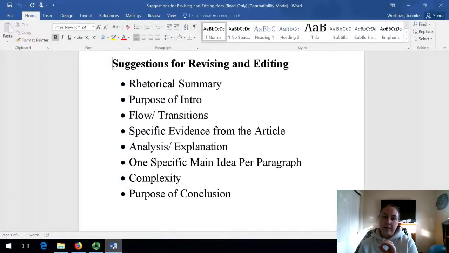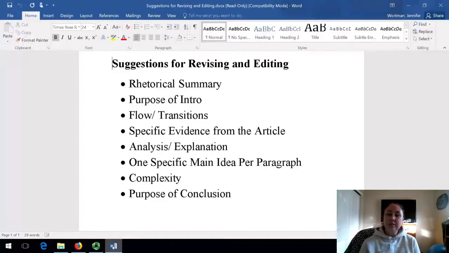What I was seeing in a lot of the rough drafts, and by the way, these are all really common things that pop up in this essay, so by no means does any of this mean that you all are doing a bad or poor job. You're just in the rough draft stage of the writing process. These are things you can look at to make it better. I want to emphasize that.